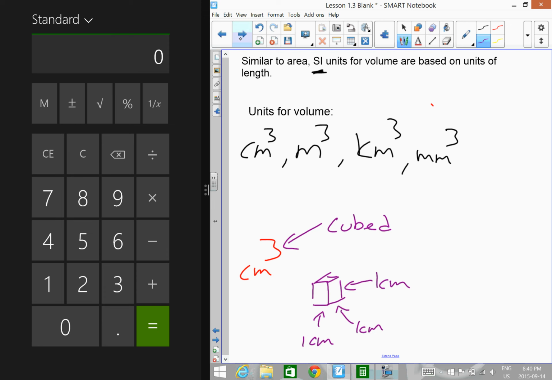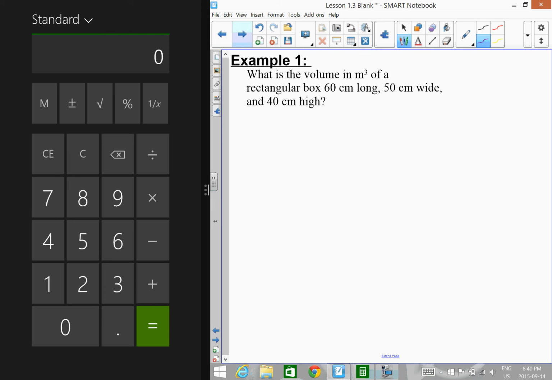All right, let's do an example. What is the volume in meters cubed of a rectangular box 60 centimeters long, 50 centimeters wide, and 40 centimeters high? Now, first thing I like to do, whenever I have a question, is I like to draw a picture. All right. So, I have a rectangular box.